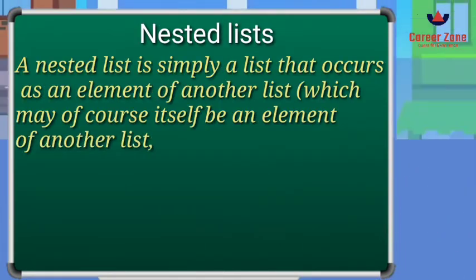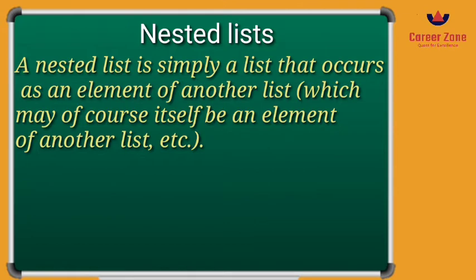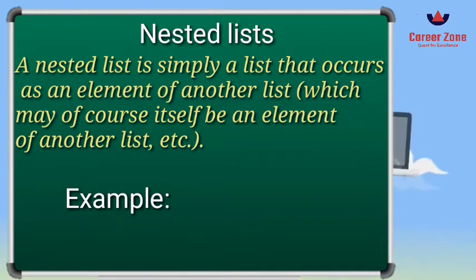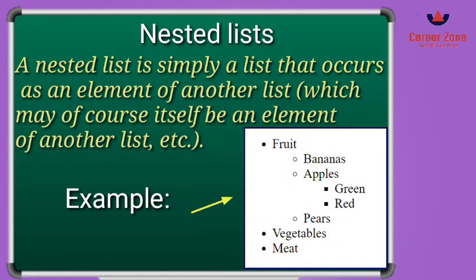Nested list. A nested list is simply a list which occurs as an element of another list. So if you write any particular element of a list as another list, you have created a nested list. For example, you create a UL tag in which you have written some elements, and inside that element you have again created an OL tag. So that will be called a nested list.